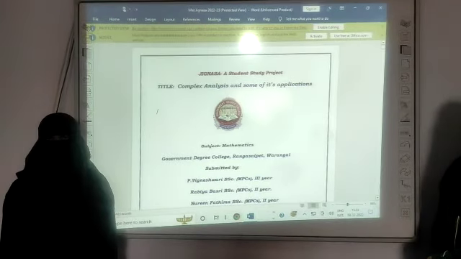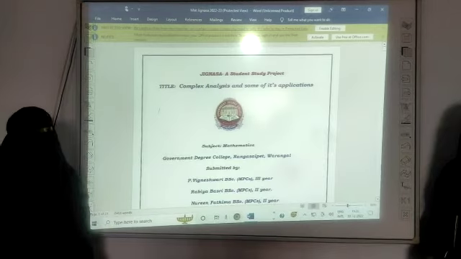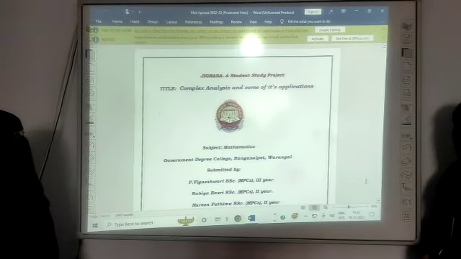Department of Mathematics, Government Degree College, Rangasaipet, Warangal. Under the Jignasa Student Study Project, we have selected the topic: complex analysis and some of its applications.